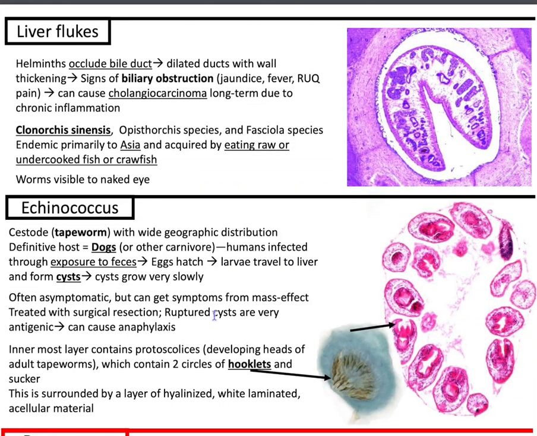Okay, liver flukes. The helminths occlude the bile ducts. That leads to dilated ducts with wall thickening, and you can have signs of biliary obstruction: jaundice, fever, right upper quadrant pain, and it can cause cholangiocarcinoma over time due to the chronic inflammation. Clonorchis sinensis, Opisthorchis species, and Fasciola species can be your culprits. They're endemic primarily to Asia and acquired by eating raw or undercooked fish or crawfish. Worms are visible to the naked eye.